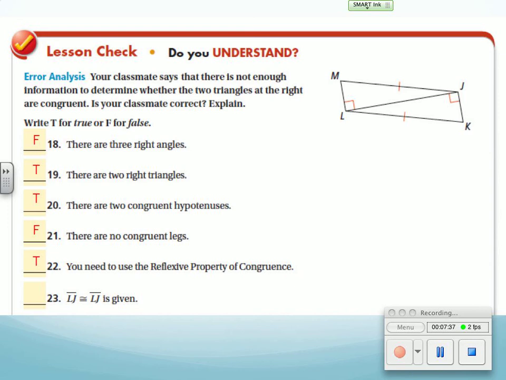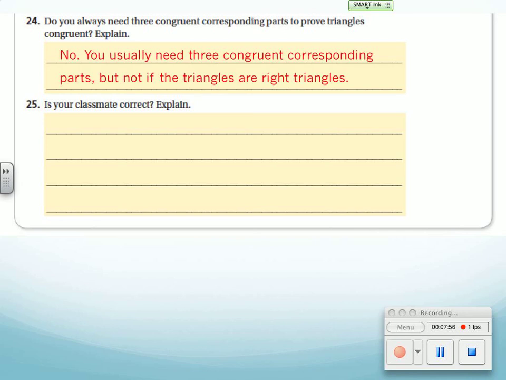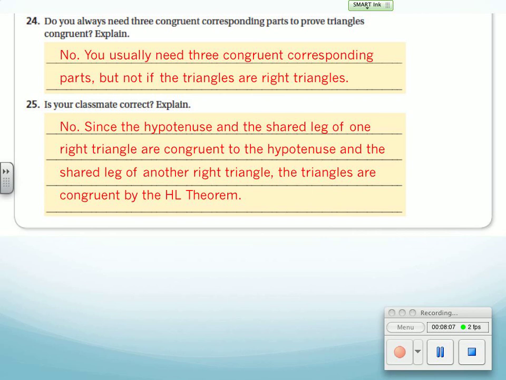So continuing on, do you always need 3 congruent corresponding parts to prove triangles congruent? The answer to that is no, because if you have right triangles, you only need 2 parts. So no, you usually need 3 congruent corresponding parts, but not if the triangles are right triangles. And finally, is your classmate correct? No, since the hypotenuse and the shared leg of one right triangle are congruent to the hypotenuse and shared leg of another right triangle, the triangles are congruent by the HL theorem.